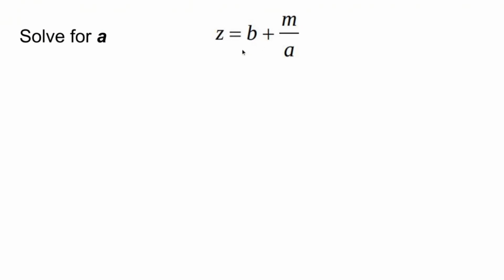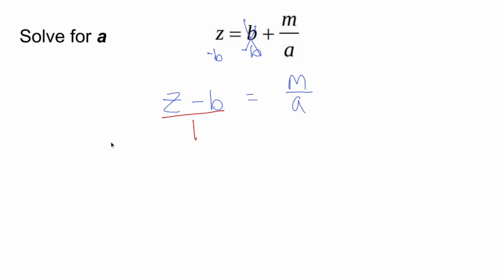Well, how do I get rid of a B just floating around? Let's subtract it from both sides first. So that leaves me with Z minus B equals M over A. Okay, now I'm going to approach this differently. I'm going to put this over 1. My job is to get A all by itself.